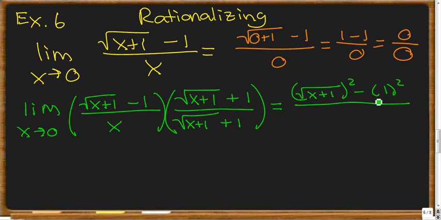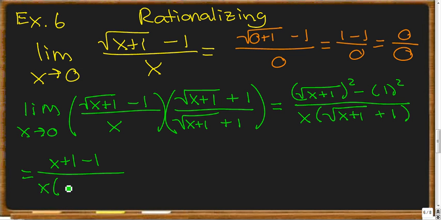And now this is a very important step right here. Don't multiply the denominators out. Just stack them next to each other. You'll see why this is important in just a minute. Now if I simplify my numerator, I'm going to get just x plus 1 minus 1, all over x times the square root of x plus 1 plus 1. The numerator simplifies to x.